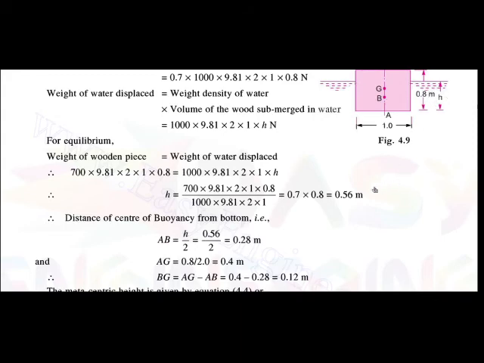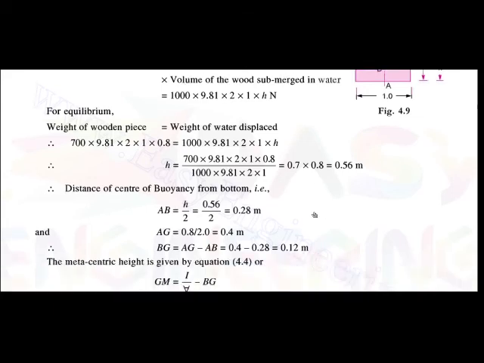So height is here 0.6 we have calculated. So half of this is equal to the distance AB, which is equal to 0.28 meter. Okay, if we subtract, we have to calculate the distance BG. We know that the value of AG is 0.4, then AB is 0.28. So by subtracting this, we get the value of BG equal to 0.12 meter.